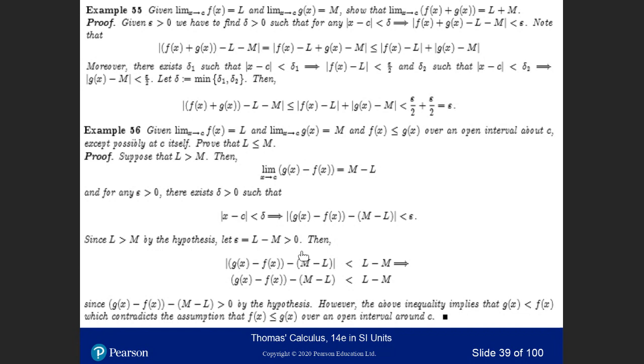So that's a contradiction, and so that cannot happen, because the hypothesis says that f of x is less than or equal to g of x. But here we get f of x greater than g of x. Okay, so that's the proof. Because of the contradiction, this is not possible. So L less than or equal to M must be true.